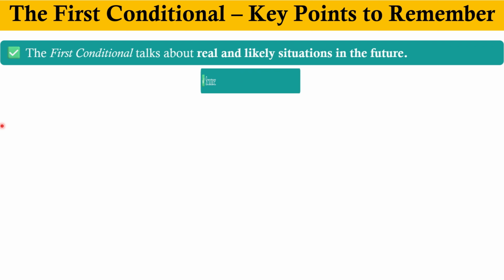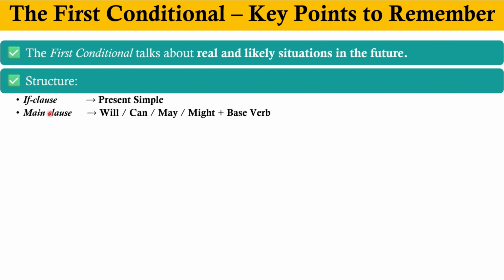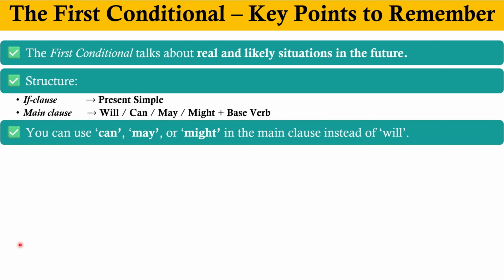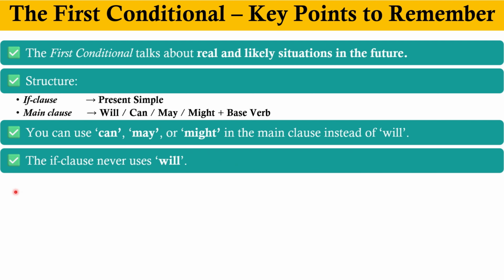The structure is simple. In the if clause, we use the present simple, and in the main clause, we use will, can, may, or might, followed by the base verb. You can use can, may, or might instead of will in the main clause to show different meanings. For example, possibility or permission. Remember, the if clause never uses will. That's one of the most common mistakes learners make.